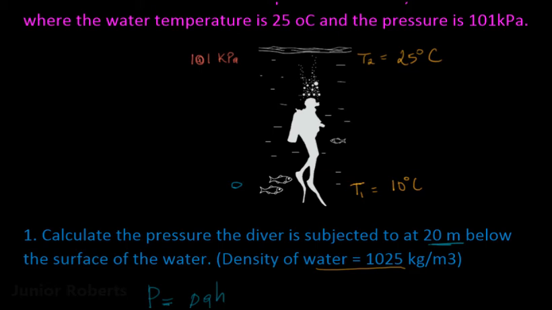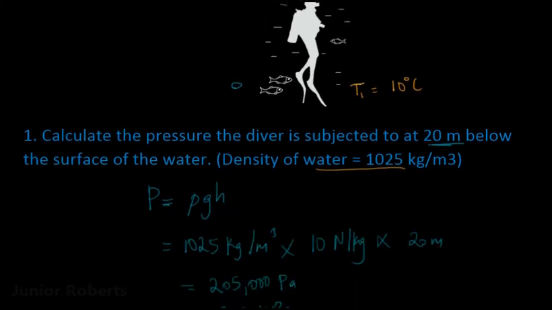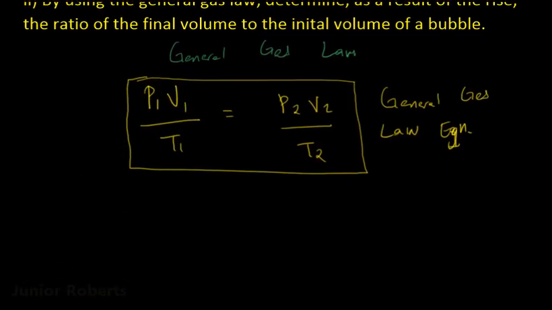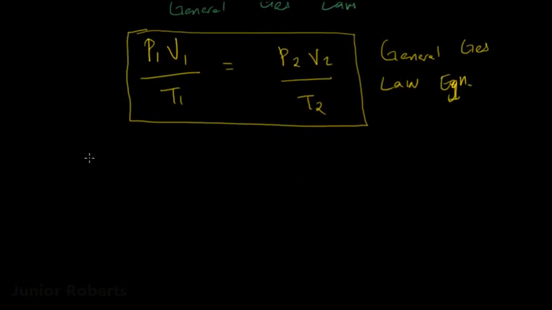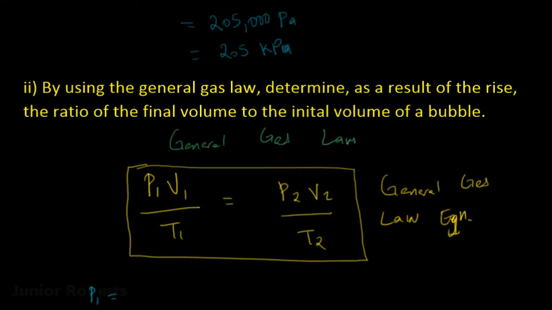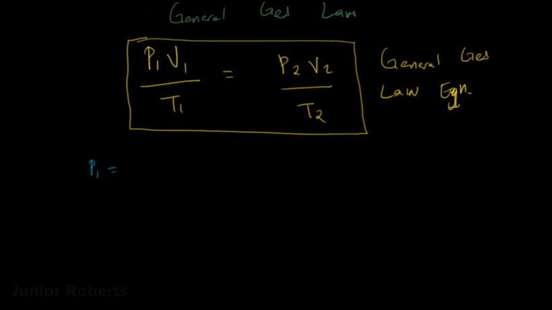Now we want to determine the ratio of that initial bubble to the final bubble. So we can consider the volume of the initial bubble to be V1 and the pressure that the bubble experiences as P1. So let's write some values for the variables. We're going to say that P1 is equal to the pressure at 20 meters below the surface, and we just worked that out previously, and we got 205 kilopascals.